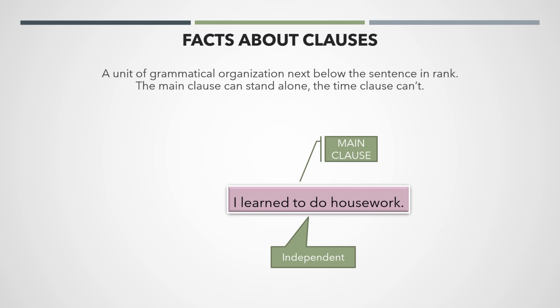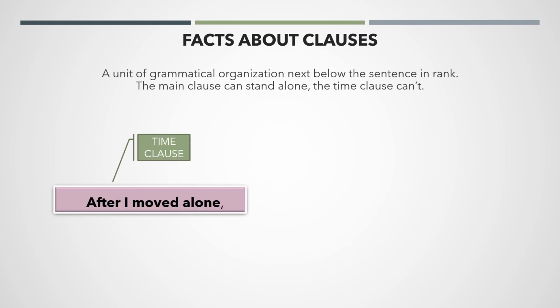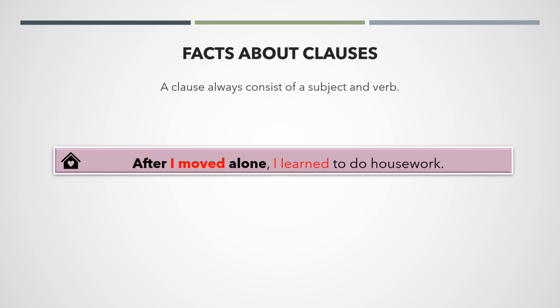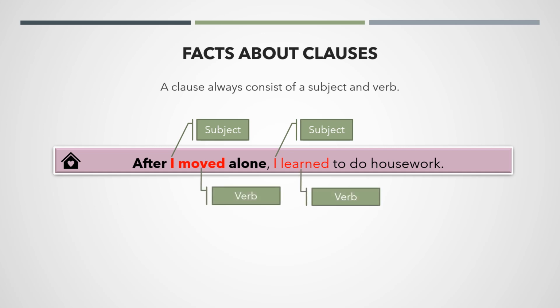Look, if we take out the time clause and we stay with the main clause, this is a complete thought. But if we do the opposite and we get "after I moved along," it doesn't have a complete thought. The next fact is that a clause always consists of a subject and a verb. So in our example, after I moved along, I learned to do housework, we have as a subject the "I" in each of the clauses, and as verbs, "moved" and "learned."